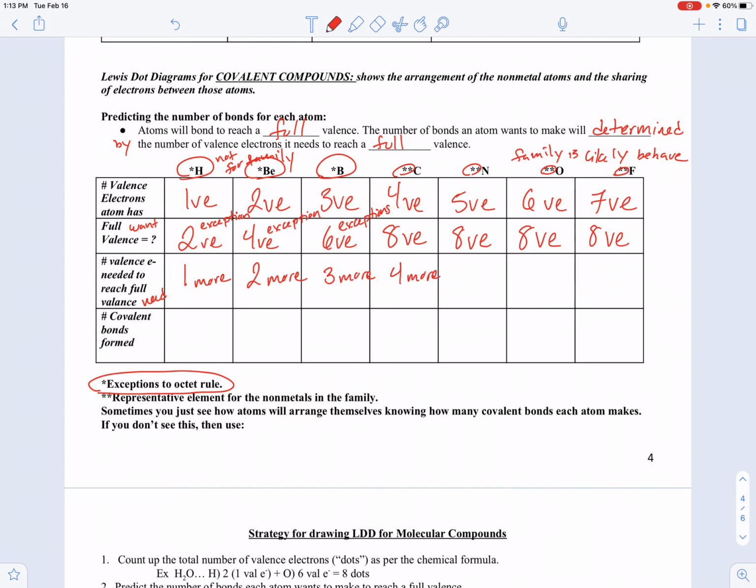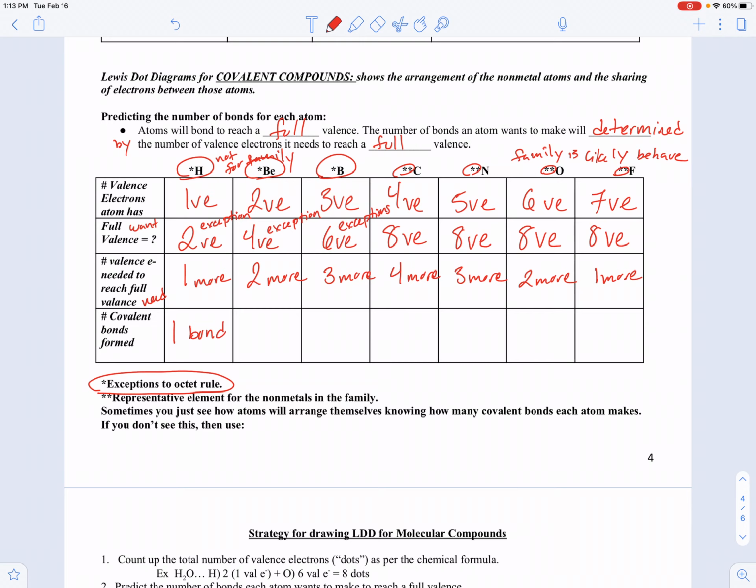Nitrogen is at 5, or its family is at 5. It wants to get to 8, so it needs 3 more. Oxygen is at 6. It wants to get to 8, so it needs 2 more. And then fluorine is at 7. It also wants to get to 8, so it needs 1 more valence electron. These will then represent the number of bonds that will form. If hydrogen just wants one more, it's going to make only one bond.